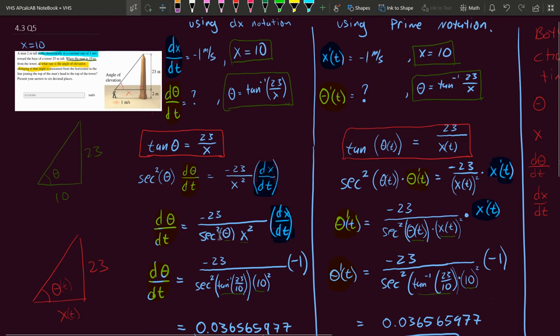So now you take this and you divide it over, and you have all of this other information already. dx/dt is -1, x is 10, and theta is tangent inverse 23 over 10. And when you solve it, you get this value here, okay? When you type that into your calculator. All right. So there's one way of looking at it.